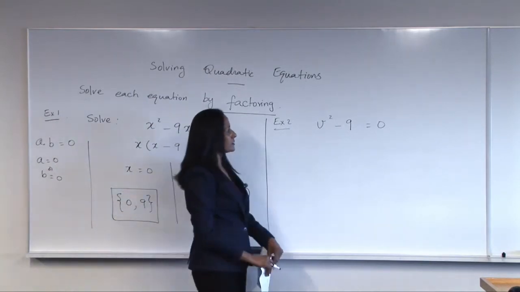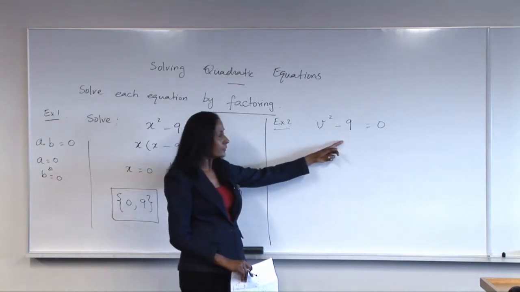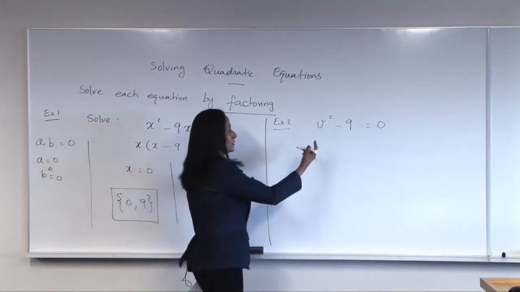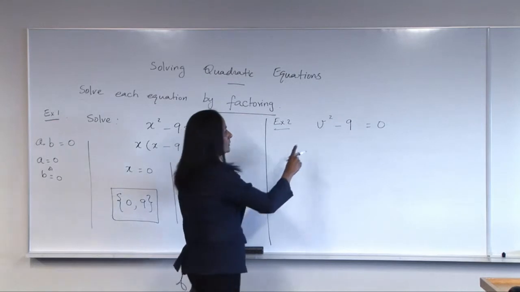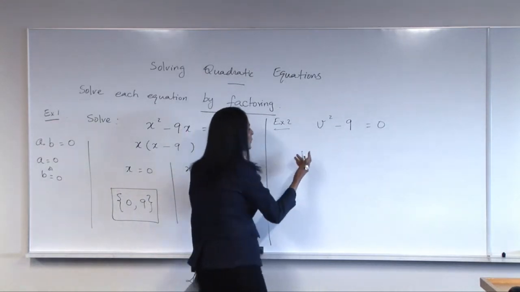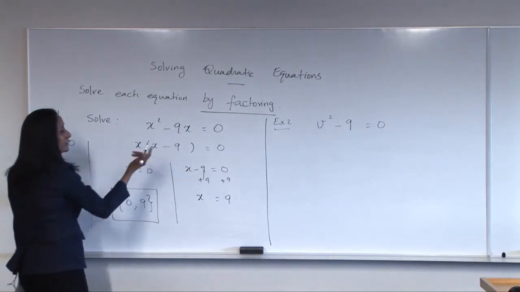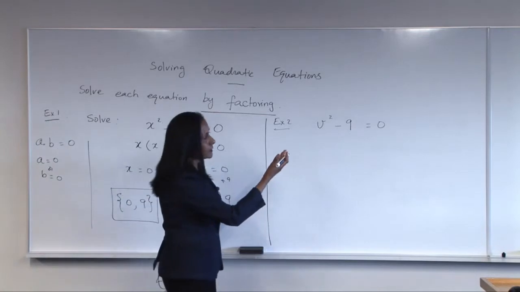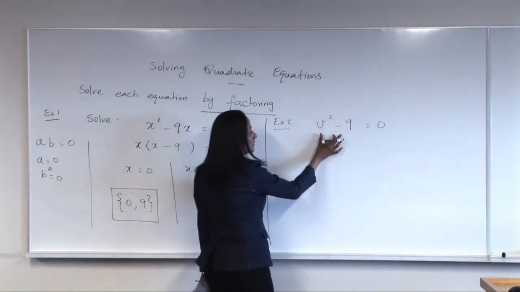So how to factor this? What do you see here? We have v squared minus 9. Can you think of how to factor this one? This is a difference of squares, because we don't have any other common factor to pull out, just like in the previous problem where x is a common factor and we got x minus 9 inside. But can we do the same thing here? No. We have to look at this expression.